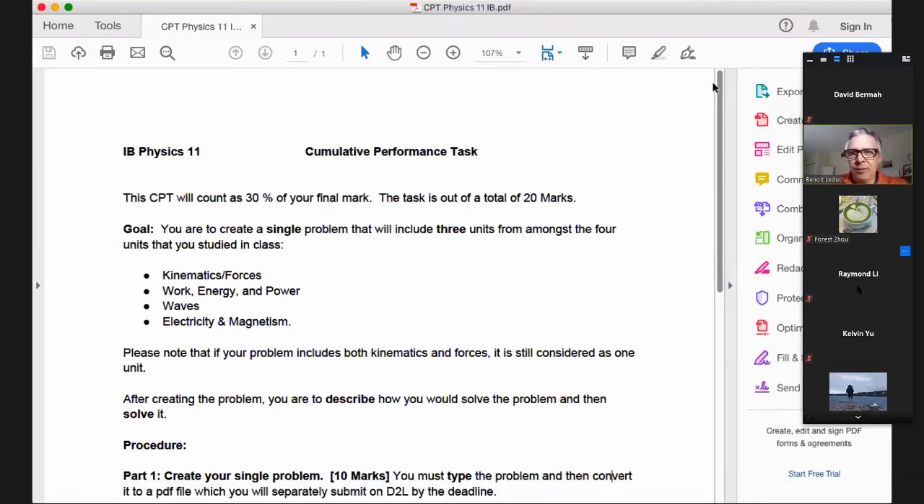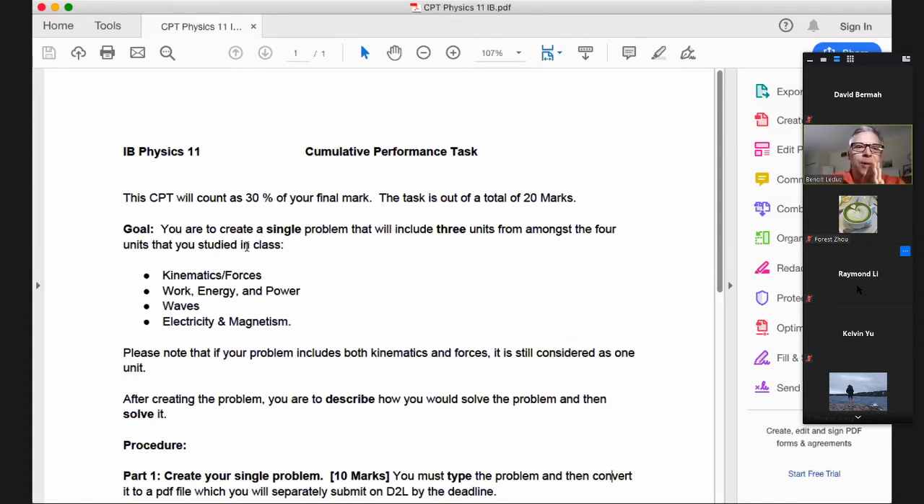So you all see this? If you don't see this, let me know. Shout, but you should all see this. Okay, so your CPT, cumulative performance task. Thank you, Madav. It'll count as 30% of your final mark. The task is out of a total of 20 marks, and your goal is very simple.